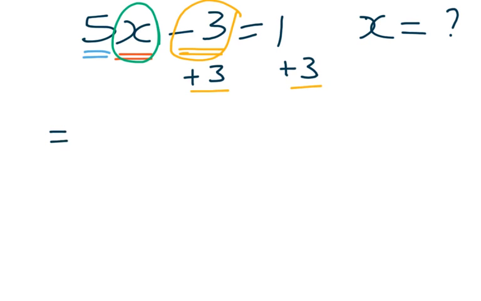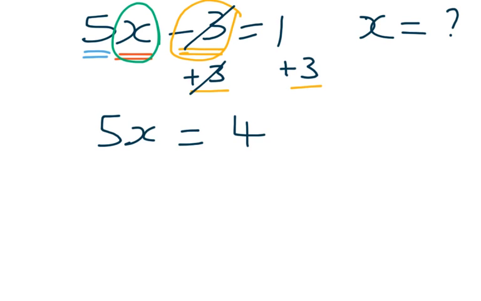When we rewrite our equation, we're left with 5x, because we've still left our sock on our foot, equals, we've got rid of these because they cancel out, 1 plus 3 is 4. So we're now left with 5x equals 4.